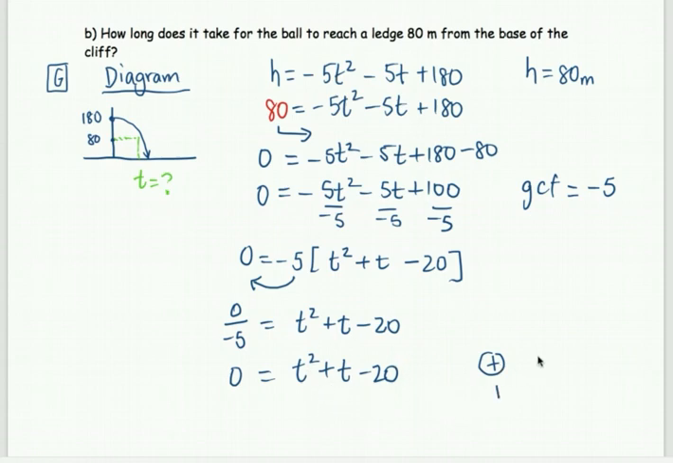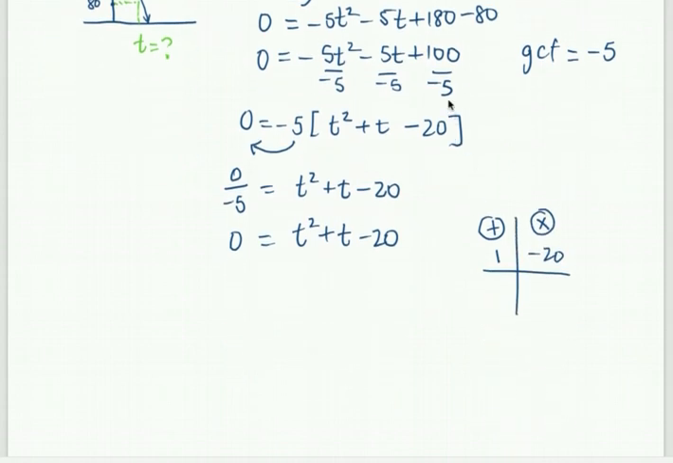The outside terms multiply and make negative 20. So we're trying to think of two numbers that will multiply to negative 20 but add to 1. Okay, so again, this is what we've done in the past, but I thought of the two numbers right away, 4 and 5. Hopefully you did as well.